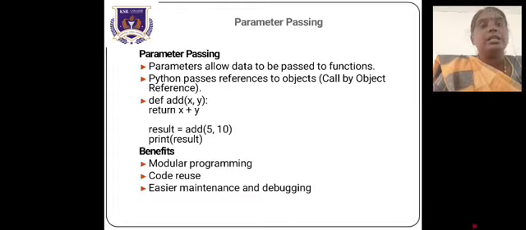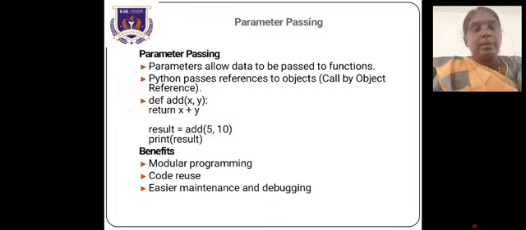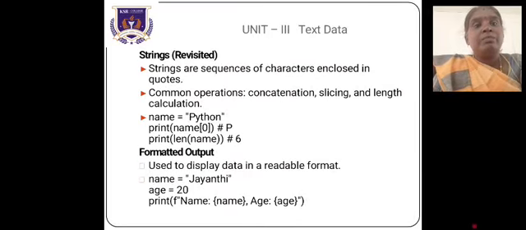Parameter passing. Parameters allow data to be passed to functions. Python passes reference to objects. It's a call by object reference. def add(x, y): return x + y. result = add(5, 10). print(result). The benefit is modular programming, code reuse, easier maintenance and debugging.